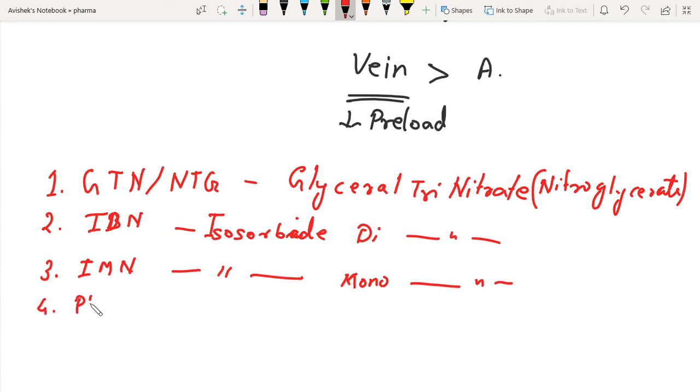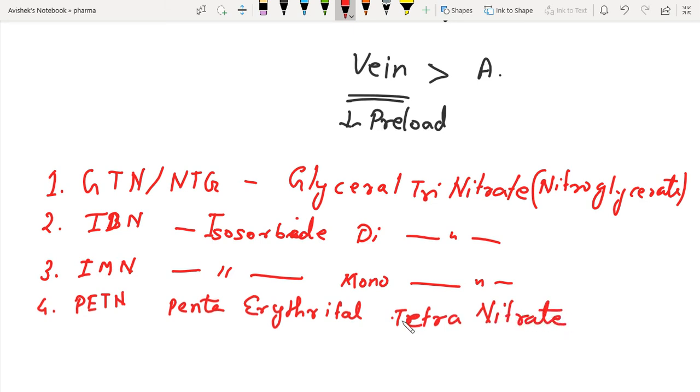Fourth drug, PETN. This is pentaerythritol tetranitrate. Fifth, AN, amyl nitrate.